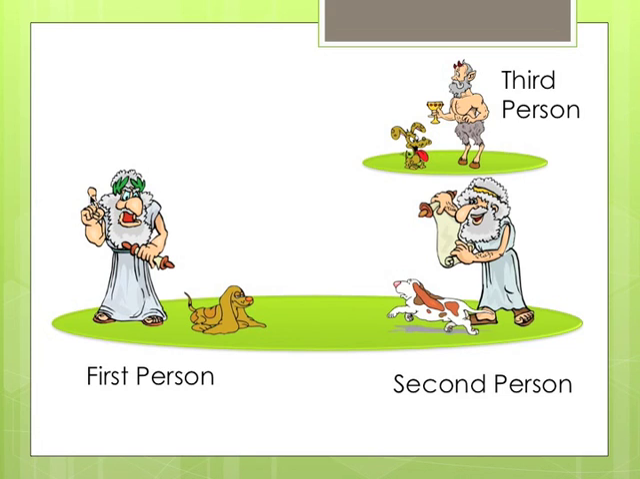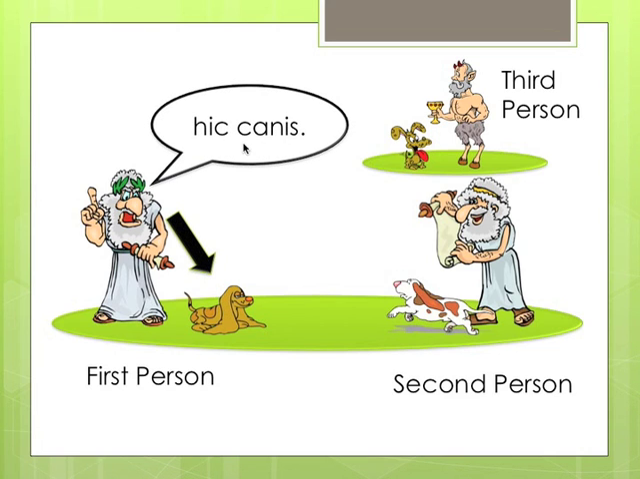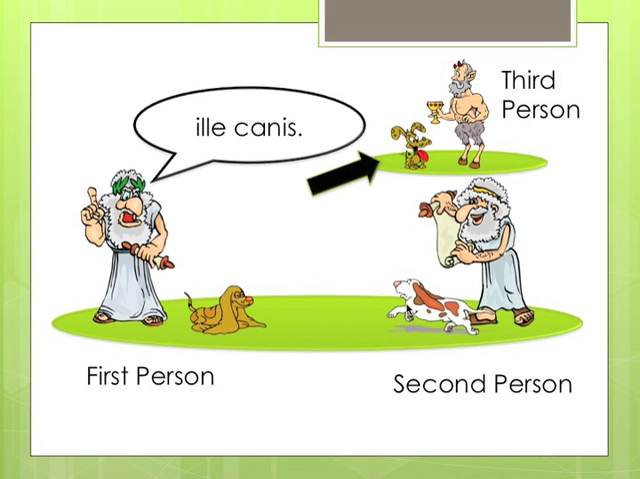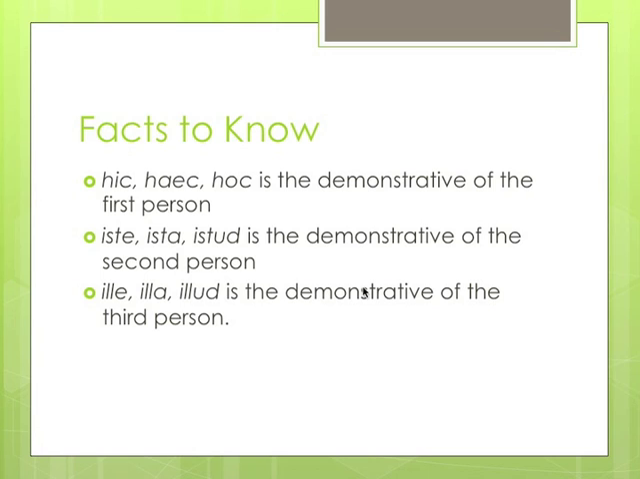Let's see how the three demonstratives work. If the cranky poet mentions the dog near him, he will say hic canis, this dog. If he mentions the dog near the second person, he will say iste canis, that dog. And if he mentions the dog near the third person, he will say ille canis. So, hic is for the first person, iste is for the second person, and ille is for the third person.